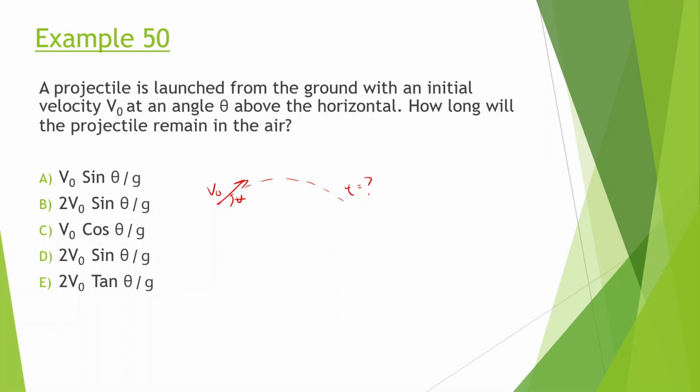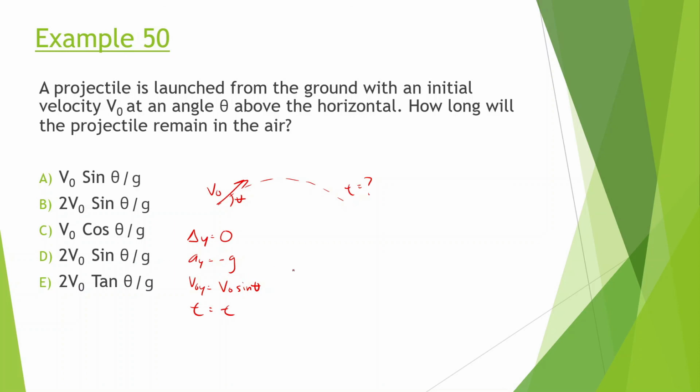Okay, so let's write down everything we know. Again, with all this, we want to write down everything we know. We know displacement in the y is equal to 0. We know acceleration in the y is equal to negative g. We know v initial in the y is equal to v initial times sine of theta. And we know time is equal to time.